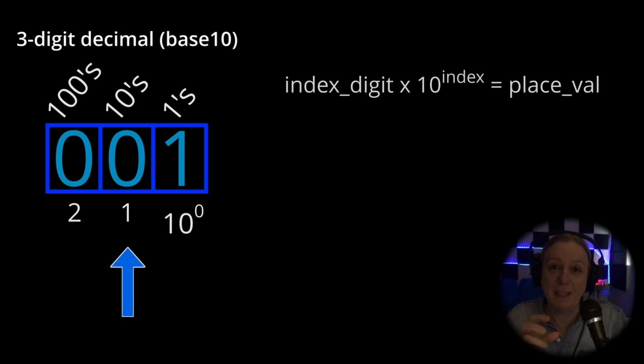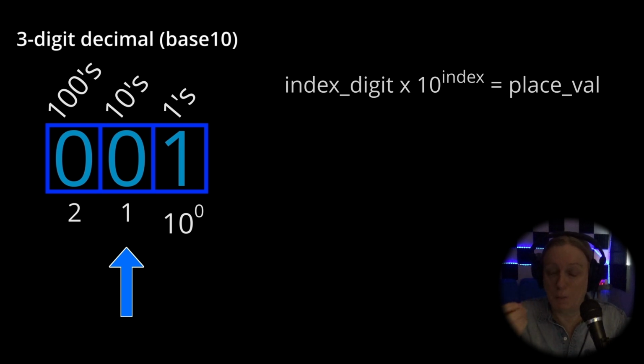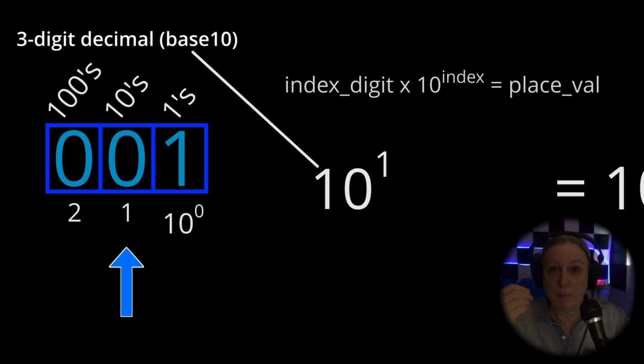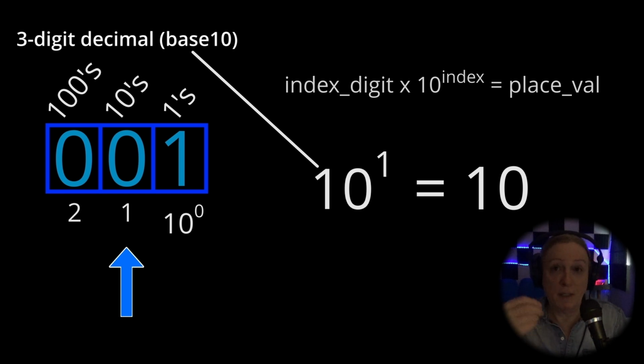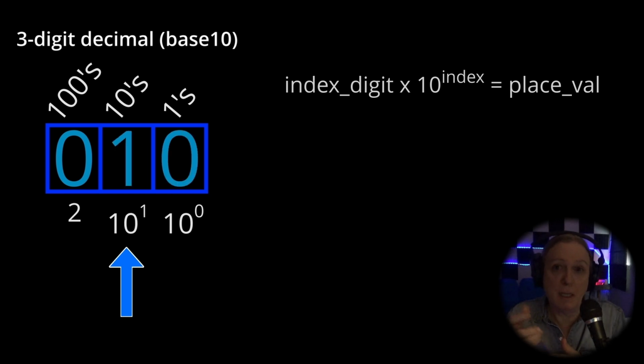If we move to the tens place, that would be index position 1. The ones place is index position 0. The tens place is index position 1. Well, if we take the base, which is 10, and raise it to the power of 1, well, 10 to the 1 is 10. Any number raised to the power of 1 is the number itself. So in this case, the number 10 raised to the power of 1 is 10.